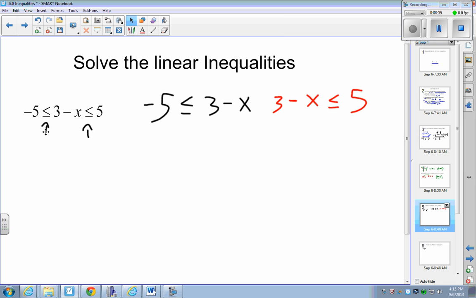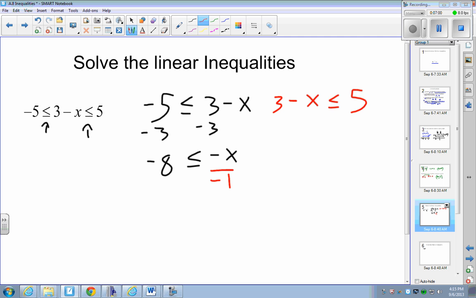Okay, so now we can solve both of them just like we would any other equation. So let's subtract the 3, subtract the 3. Okay, now we're left with this -1. Remember from that last slide, whenever we divide by a negative, we flip our signs. So we'll have to divide by -1. We'll get... so yeah, we flipped our signs.